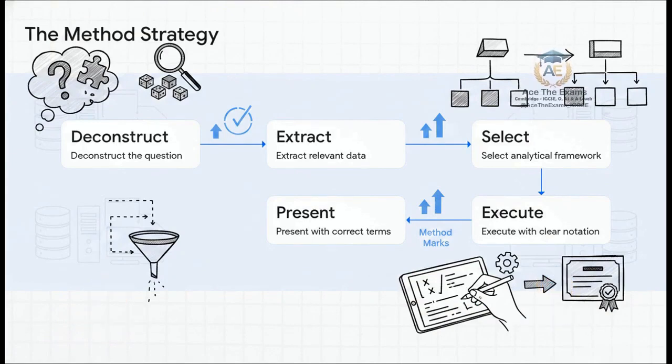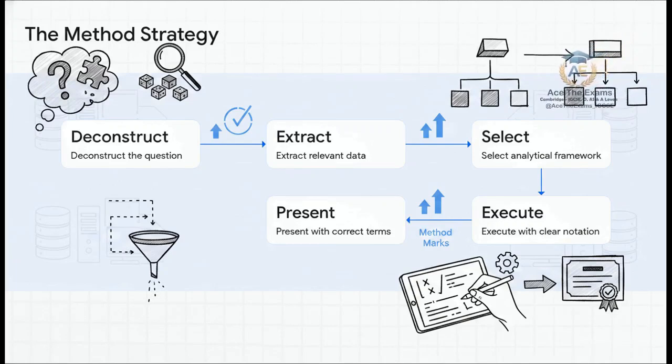First, deconstruct the question. What is the command word? Second, extract the relevant data from the scenario. Third, select your analytical framework. For computer science, this is where you apply the PEEL framework: point, evidence, explanation, link. Fourth, execute your answer with incredibly clear notation. And finally, present it with the correct, syllabus-approved terminology. This 5-step process is a literal game changer.